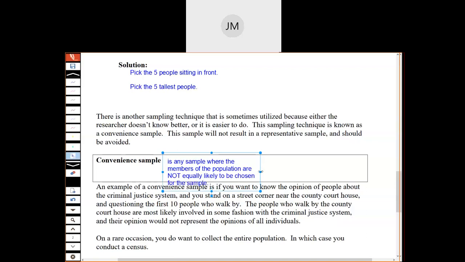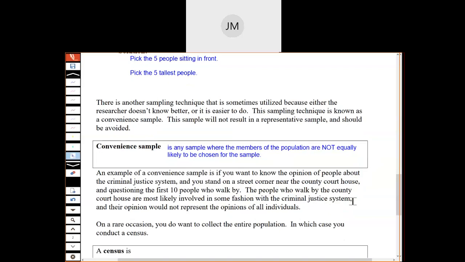We call it a convenient sample because hopefully it was convenient because it's not good. There's no reason to suspect that it's going to generate a sample that is going to be representative of the population. So any data that we get from that isn't going to be reliable. So here's an example of a convenient sample.